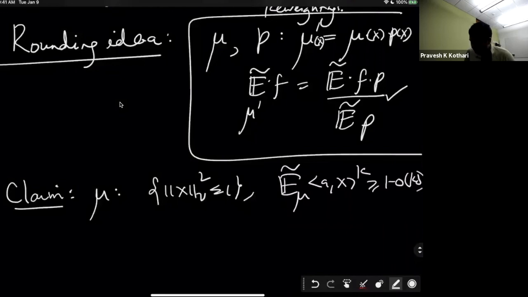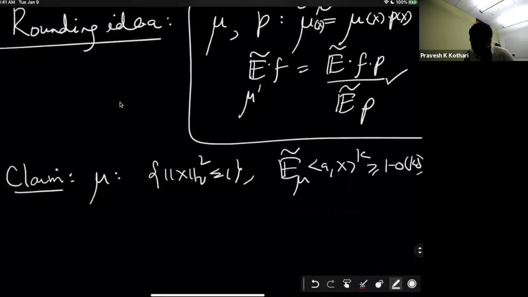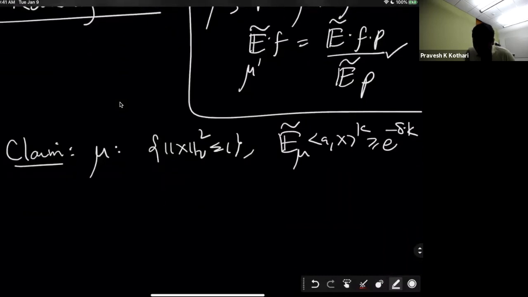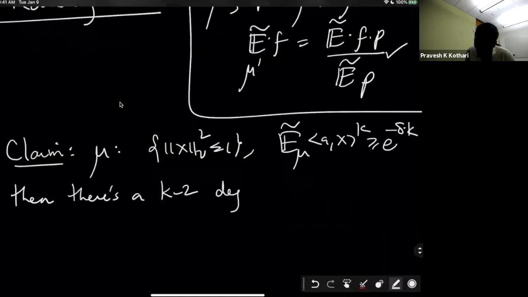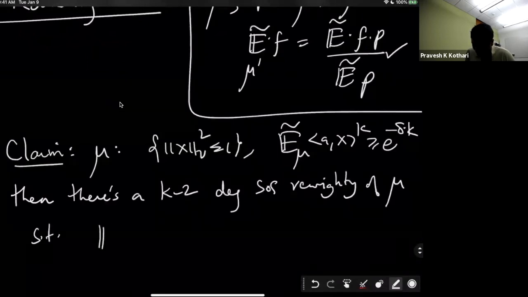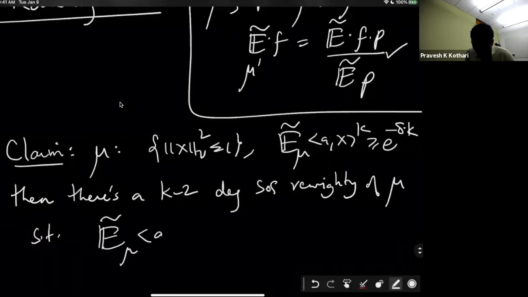Or actually, in this world, we have reparameterized it to e to the minus delta k, let's say. Then there is a degree k minus 2 SoS reweighting of mu such that the pseudo expectation of A(x) squared is at least e to the minus delta.